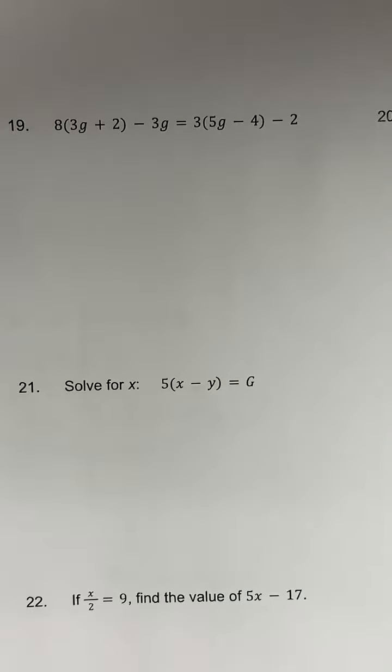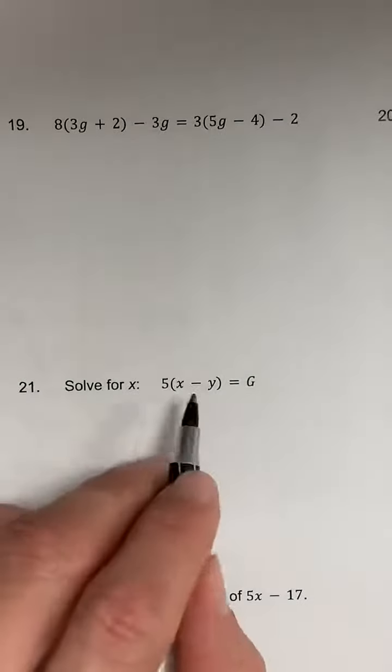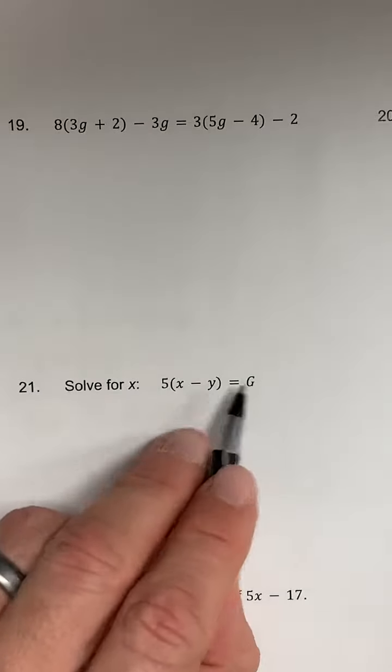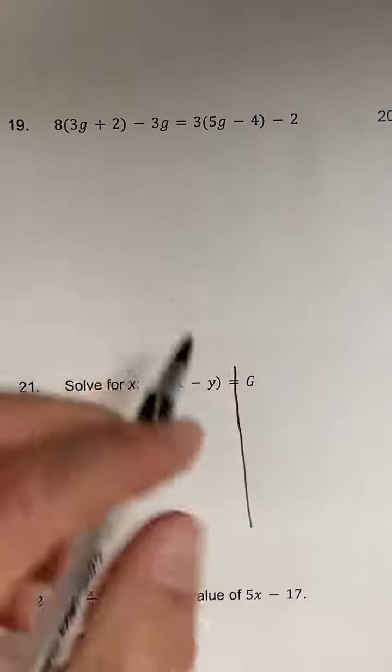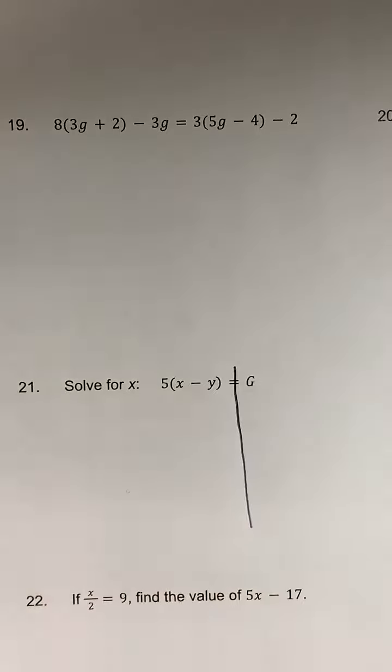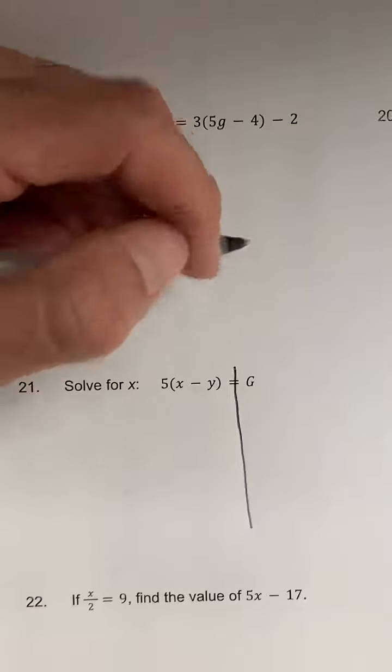In problem number 1, it says to solve for x, and that means we need to get x by itself. We've been solving a lot this semester, but this one's a little bit different because it has different types of letters in it. So we'll still do it the same way. We just have to be okay with the fact that there's other letters. So to solve for x means we need to get x all by itself. So let's see if we can make that happen.